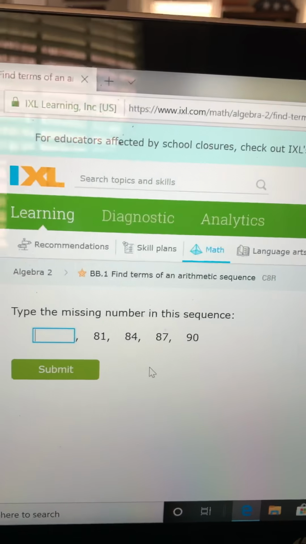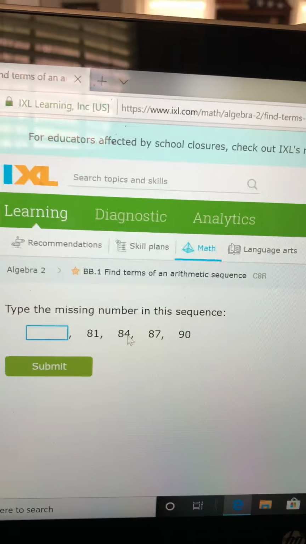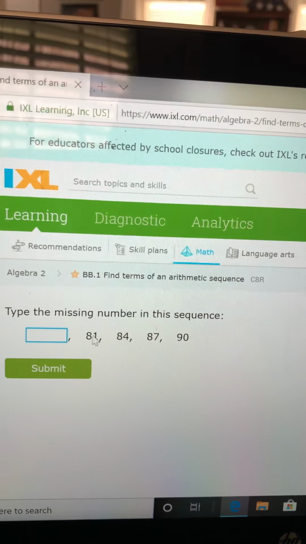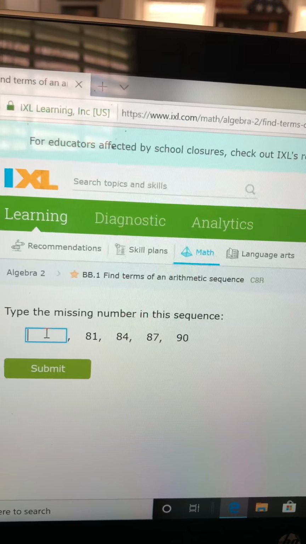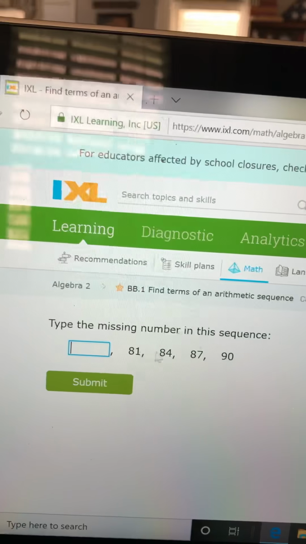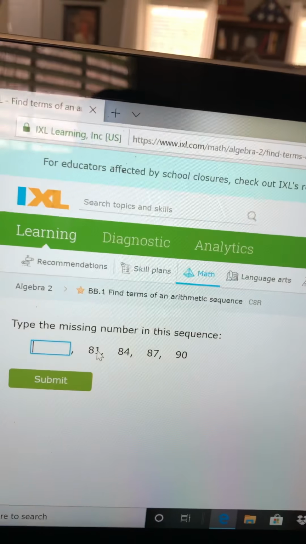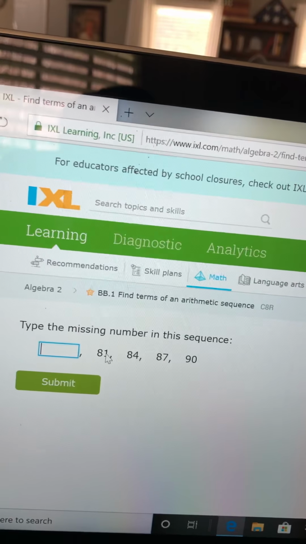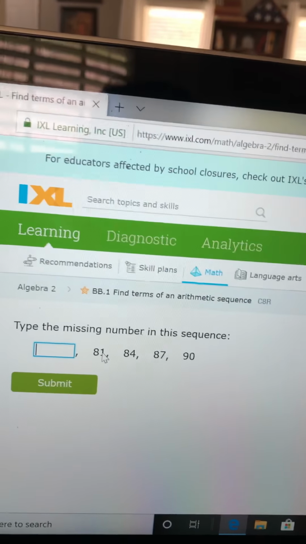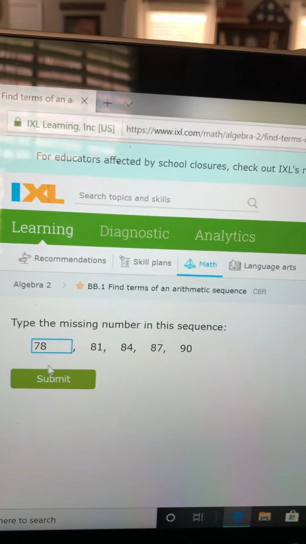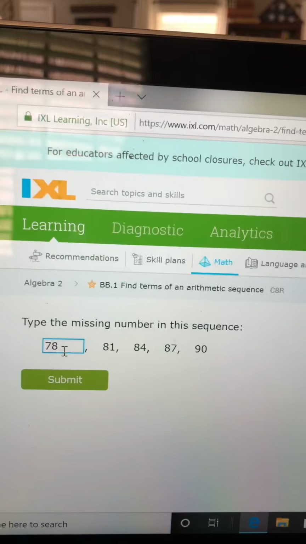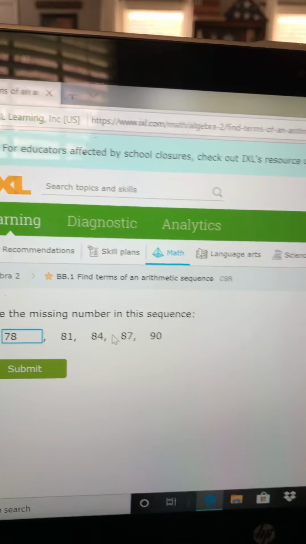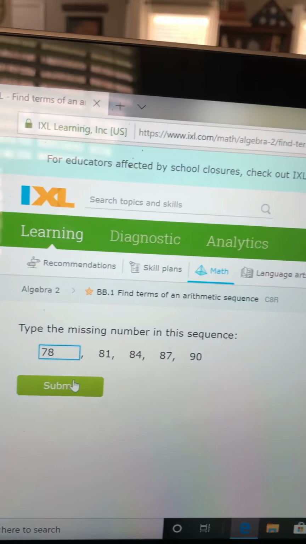All right, this one went from 81 up to 84, so that's an increase of $3. If I wanted to go back this way, I need to go back 3 to get to the front. So what's 81 subtract 3? That would be 78. I had to subtract 3 because I had to go backwards, but really the common difference is 3 because they're adding 3 each time.